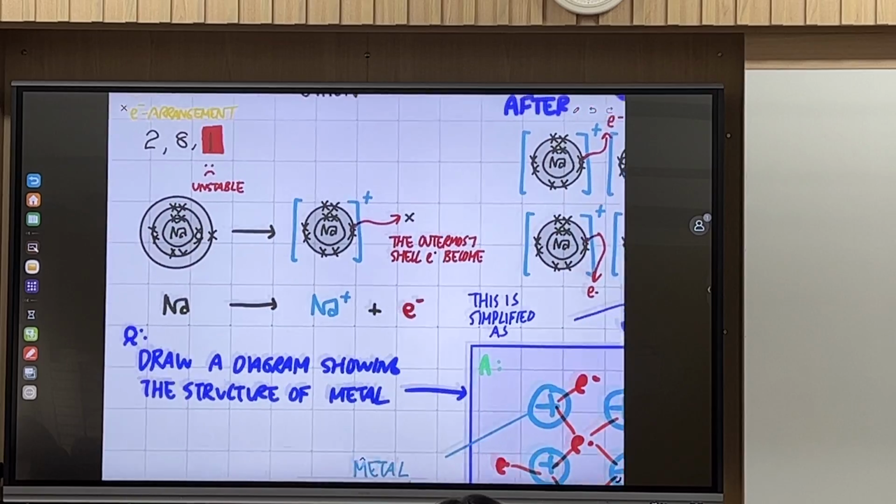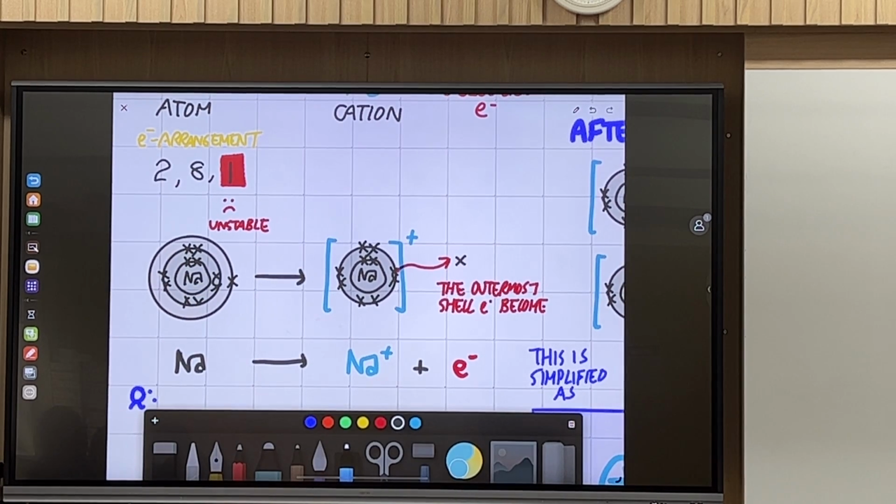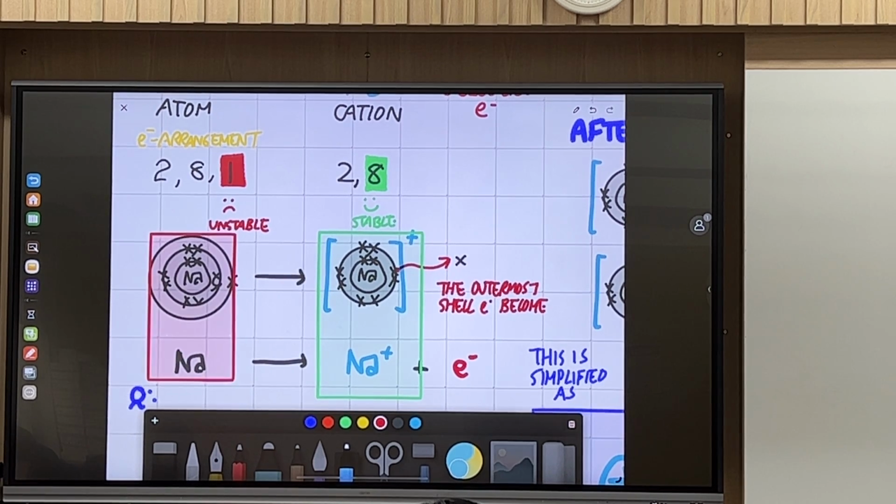Because by forming metallic bond, it solves two problems at the same time. Number one, it makes itself stable. So I forgot to draw a happy face here. Can you write down 2,8? Now that it has stripped away the outermost shell, it is now happy. It is now stable. Don't say happy in exam. You can only write stable in exam. So this is unstable on the left, and this is now stable. This is why it wants to form metallic bond, because by forming metallic bond, it makes itself stable.